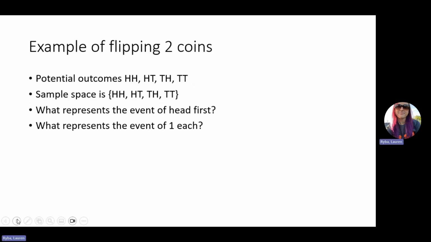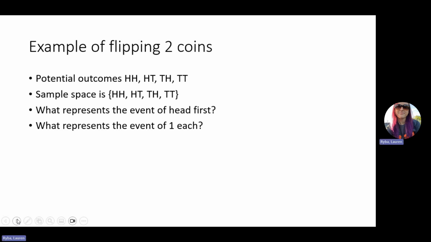So this is an example. If I were to take 2 coins and flip them, your potential outcomes are to get 2 heads, to get a head and a tail, to get a tail and a head, or to get tail and tail. That means your sample space is all of those outcomes contained in curly brackets. So the curly brackets, again, is the set. And this is then the set of all the outcomes that happens when you flip 2 coins.